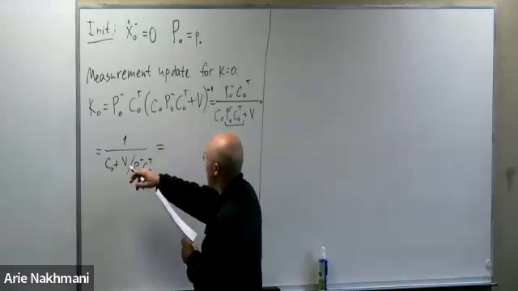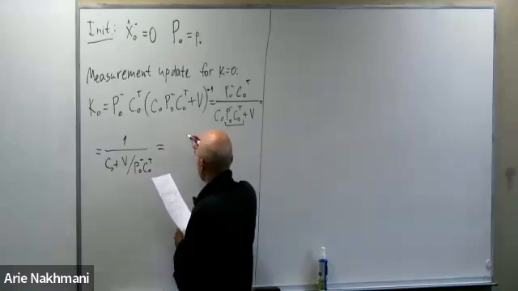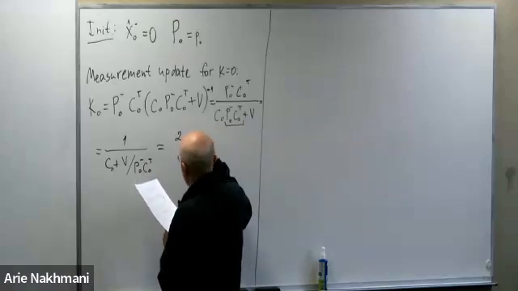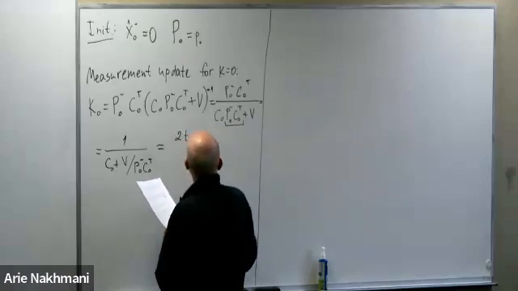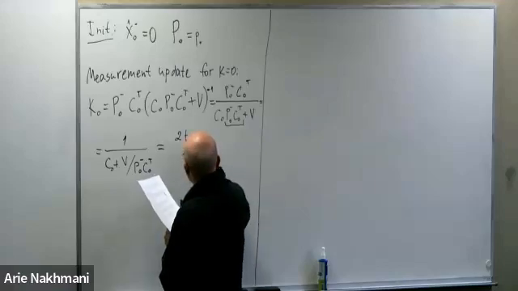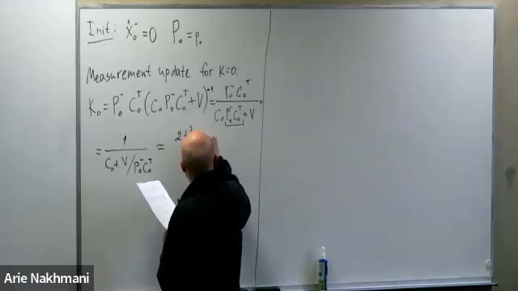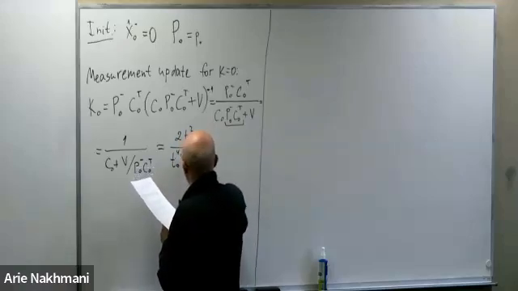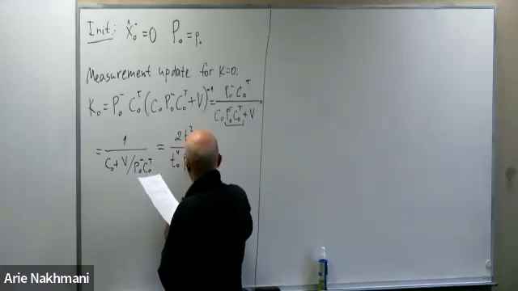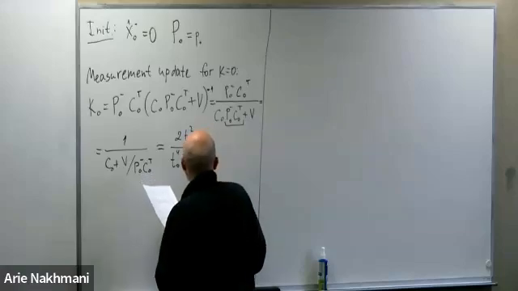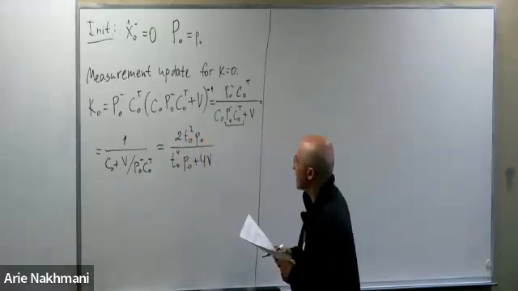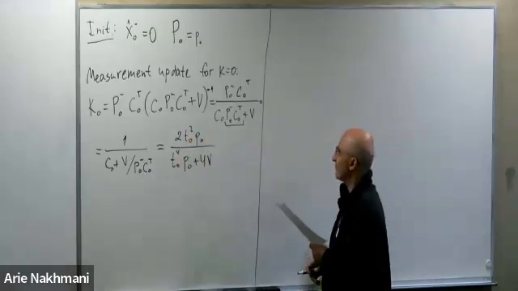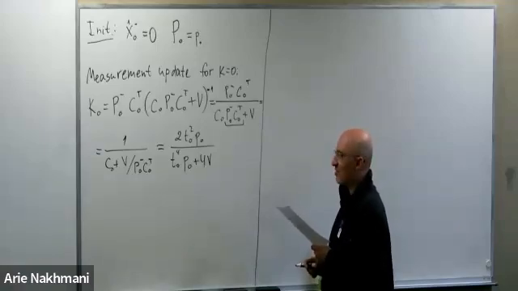So now I'm substituting C0 and all these numbers, and you will get twice T0 squared P0 divided by T0 to the power 4 P0 plus 4 V. Something like that. That gets to algebra now.